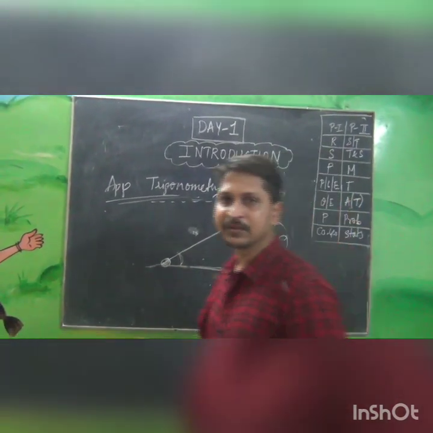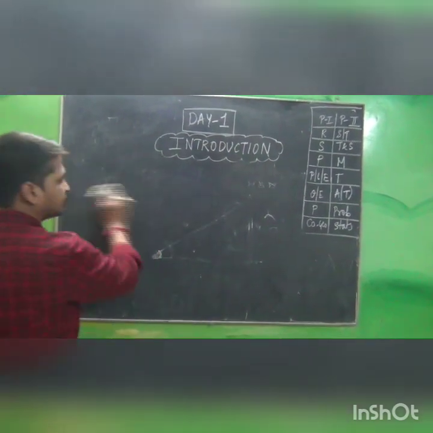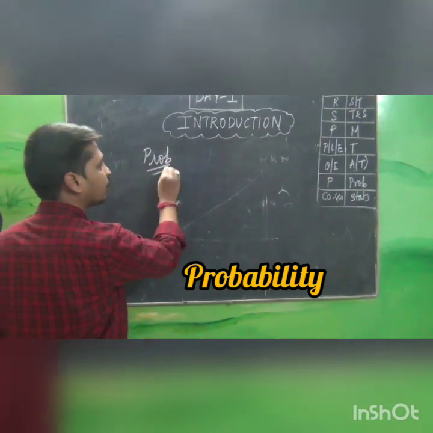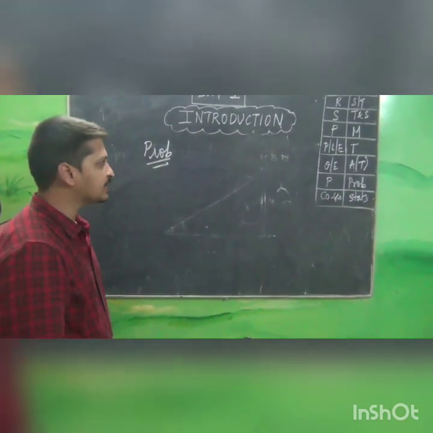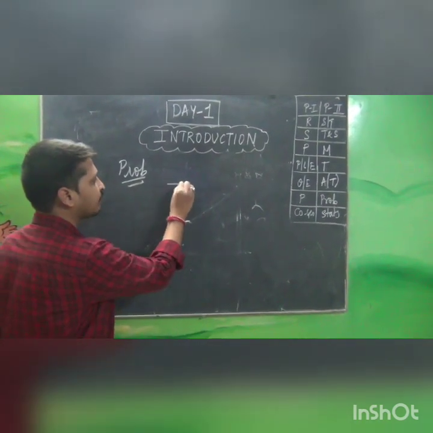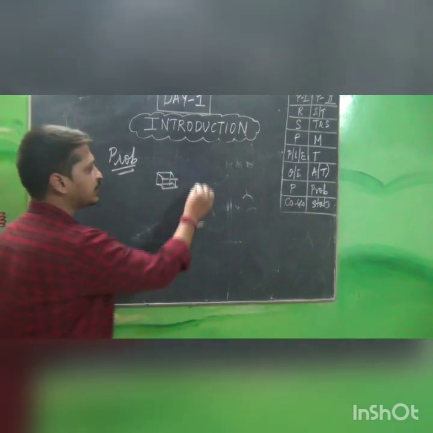Next one is probability. Coming to probability, let's take a small example. The example here is we have three dice.